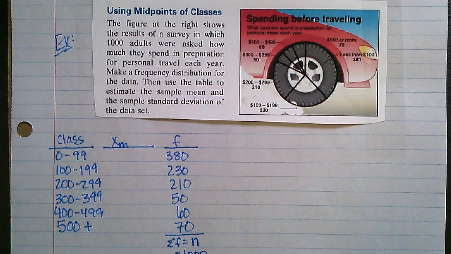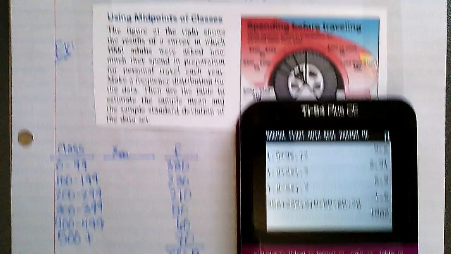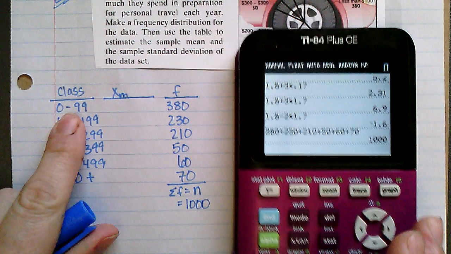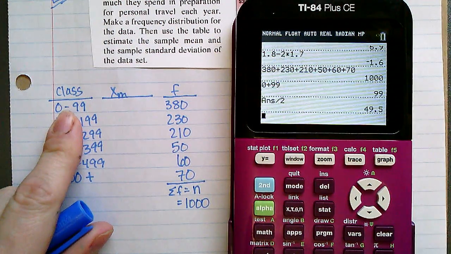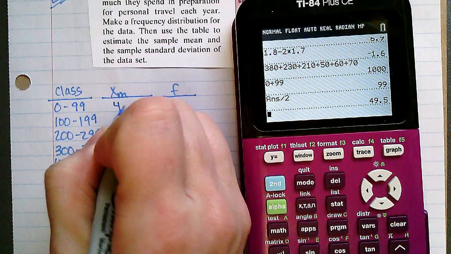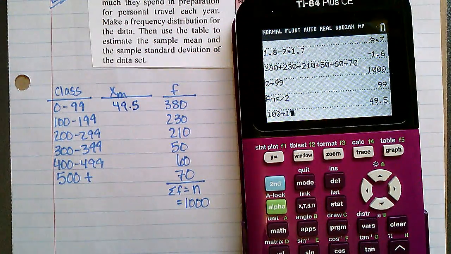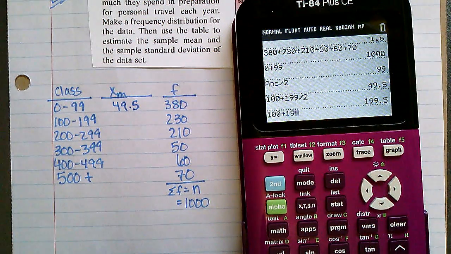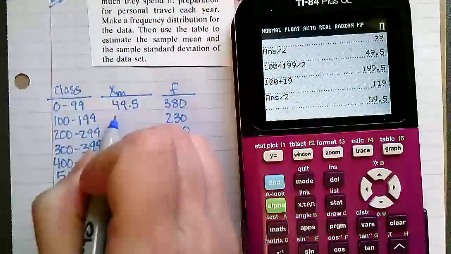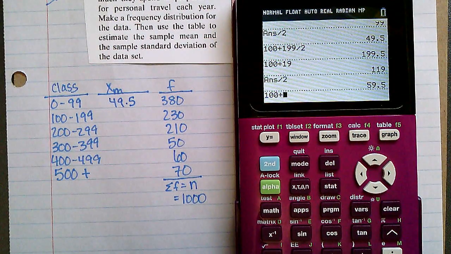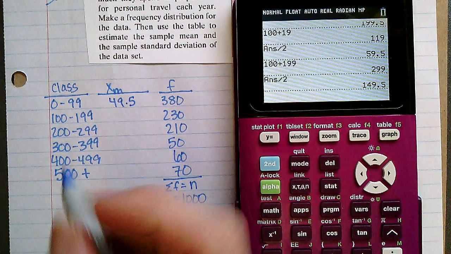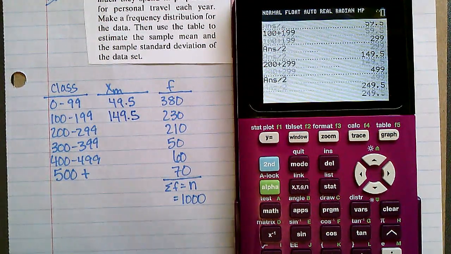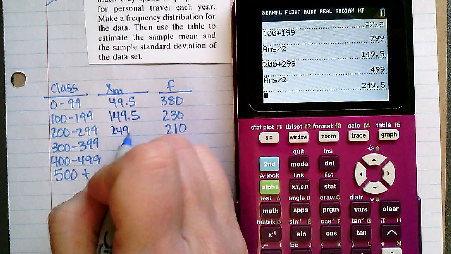To find the midpoint, we take the lower limit plus the upper limit, divided by 2. So 0 plus 99 divided by 2 is 49.5. 100 plus 199 divided by 2 is 149.5. 200 plus 299 divided by 2. Now, are you seeing a pattern here?